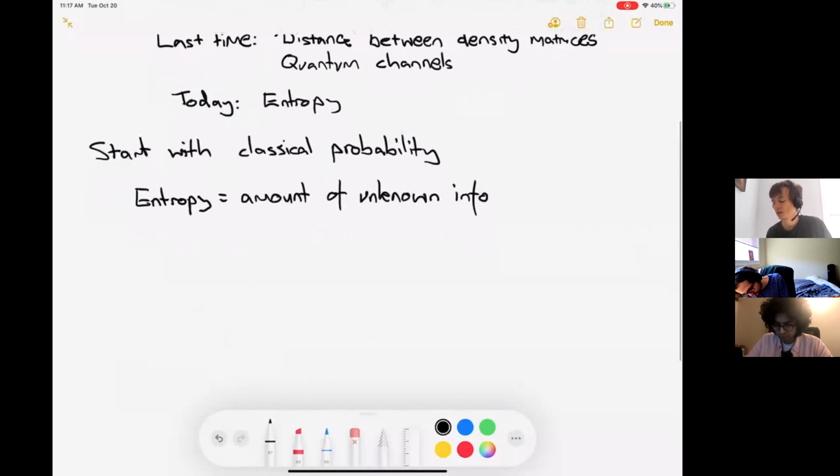And so really the right way to start thinking about entropy is to start with something not the entropy, it's called the surprisal.